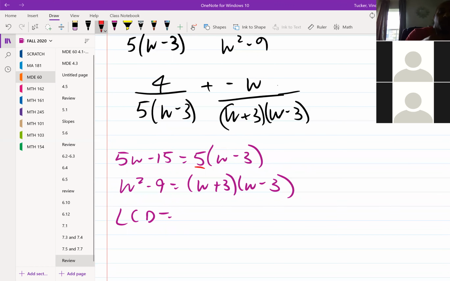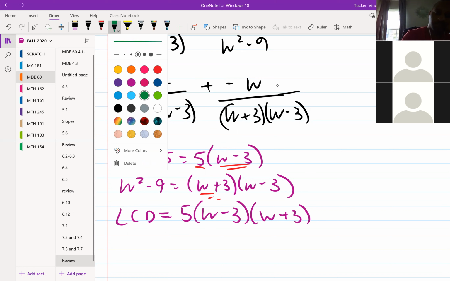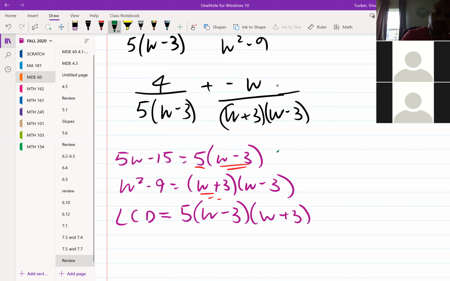So that includes the 5. That's what I was talking about, the coefficient. Right, that's why I did one like this, because you mentioned it. So the LCD includes that. This is where it gets tricky. So I see that I have a w minus 3, w minus 3 in both.